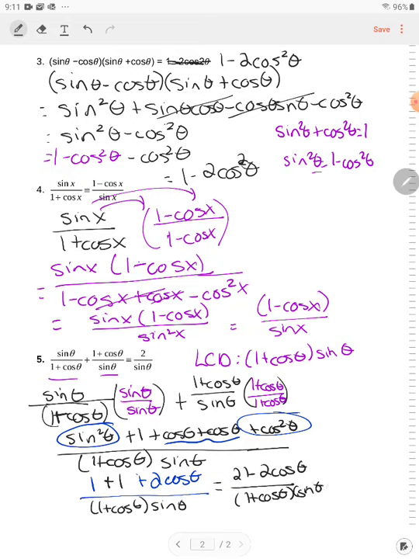Okay, now we have to factor. So that's equal to 2 times 1 plus cosine of theta over 1 plus cosine of theta times sine of theta. The 1 plus cosine of theta divides out, so you get 2 divided by sine of theta, which is our right-hand side. So there we have examples in different kinds and using different algebraic techniques to solve trigonometric identities.